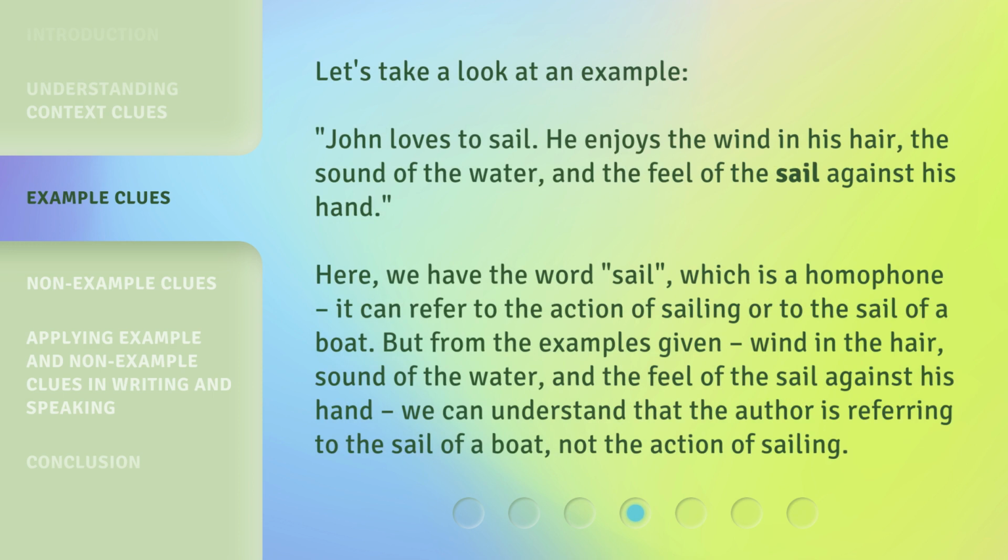John loves to sail. He enjoys the wind in his hair, the sound of the water, and the feel of the sail against his hand. Here, we have the word sail, which is a homophone. It can refer to the action of sailing or to the sail of a boat. But from the examples given, wind in the hair, sound of the water, and the feel of the sail against his hand, we can understand that the author is referring to the sail of a boat, not the action of sailing.